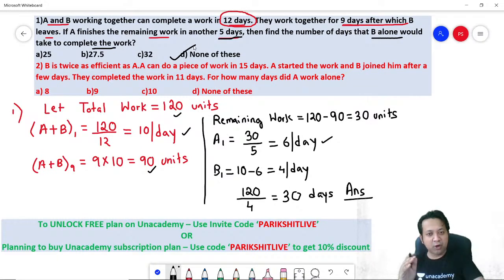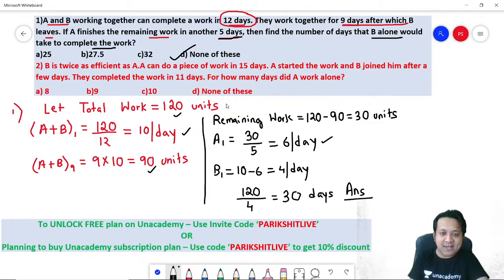I hope you follow this. A pretty easy one if you think it logically and you start solving it by assuming some number. The assumption here, I would say, is very important to make this question easy. Let's go to the next question.